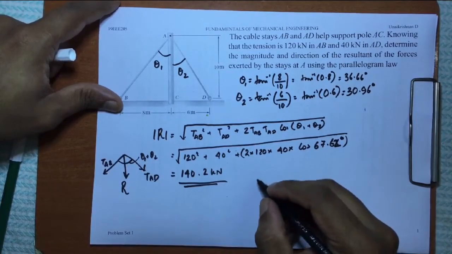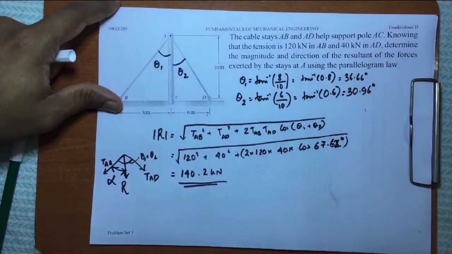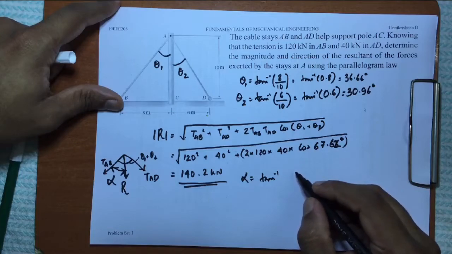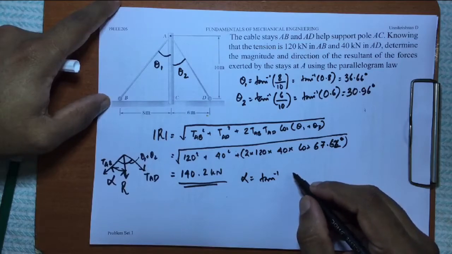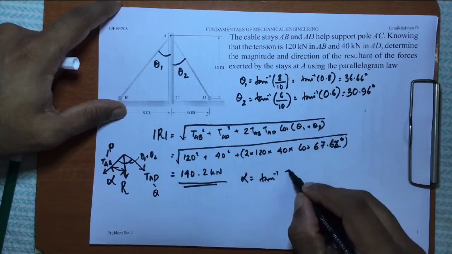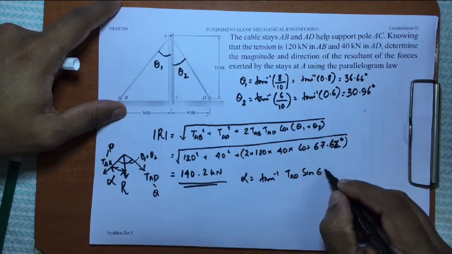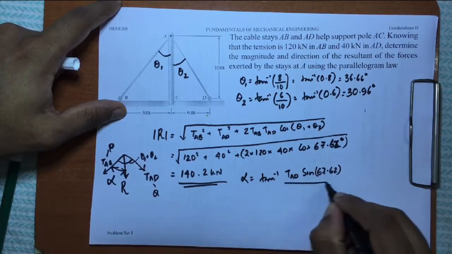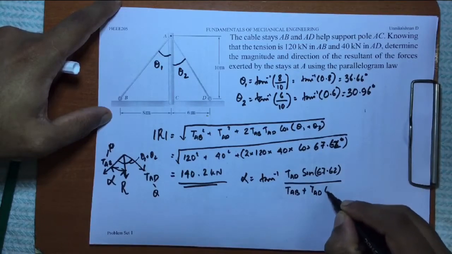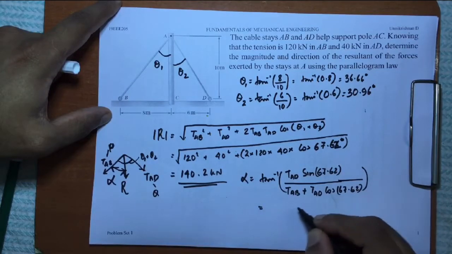So in that case, the angle with respect to AB, let me define this angle as alpha. Alpha is equal to tan inverse of TAD sine theta, with theta as 67.62, divided by P, which is TAB, plus TAD cos 67.62. TAD is going to be my Q and TAB is going to be my P.